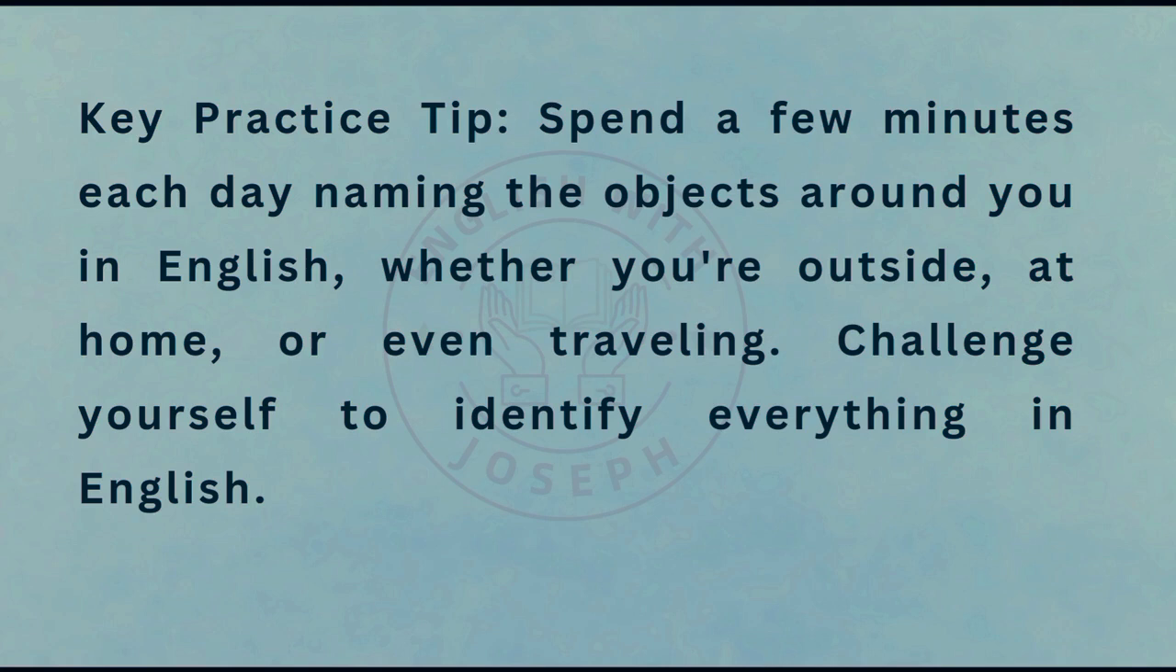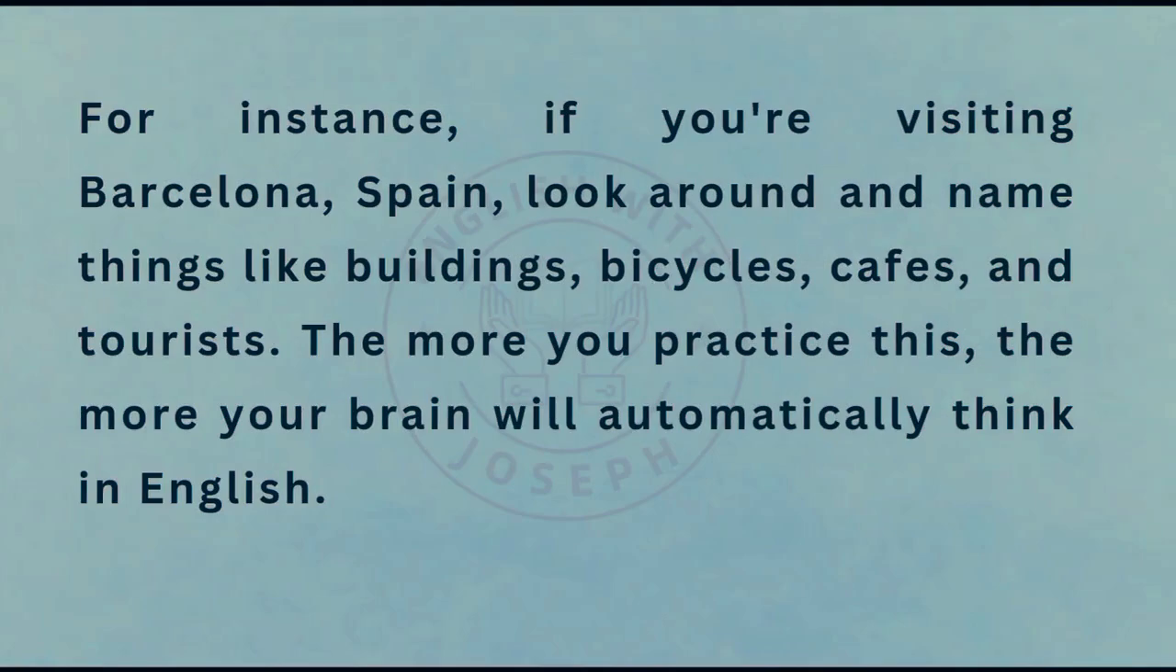Key practice tip: spend a few minutes each day naming the objects around you in English, whether you're outside, at home, or even traveling. Challenge yourself to identify everything in English. For instance, if you're visiting Barcelona, Spain, look around and name things like buildings, bicycles, cafes, and tourists. The more you practice this, the more your brain will automatically think in English.